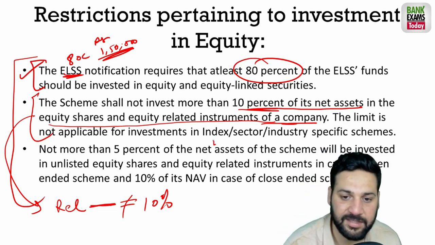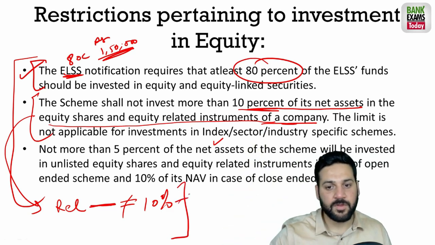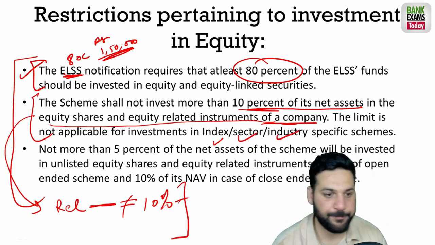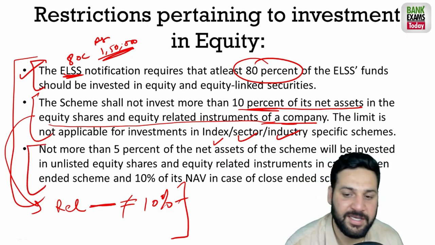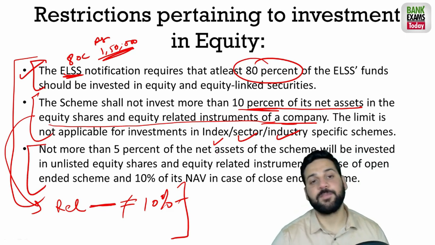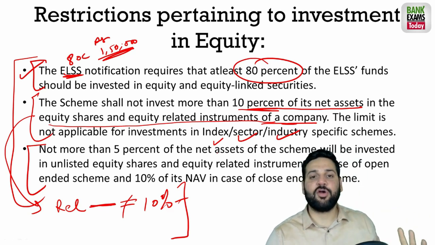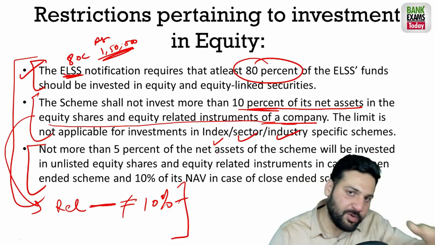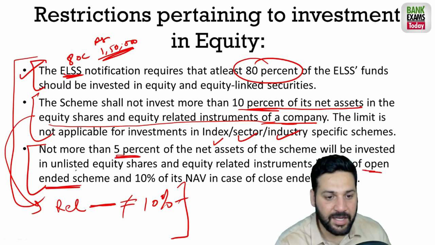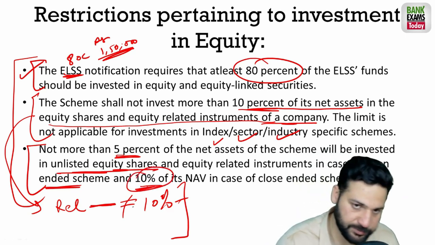Obviously, there are exceptions like index fund. So, in the index, if the weightage of Reliance Industries is more than 10%, wo karna padega. So, in the sector fund, or industry specific fund, there is no other opportunity, they need to do that. Okay. Not more than 5% of the net assets of the scheme will be invested in unlisted equity shares. Okay. Ye bahut important hai. Pehle wale point ke saath, in the unlisted securities of the sponsor or the sponsor group, usme allowed zero hai. Lekin other than that, 5% is allowed in case of open-ended schemes in unlisted securities, and in case of closed-ended schemes, 10% allowed hai. Theek hai.